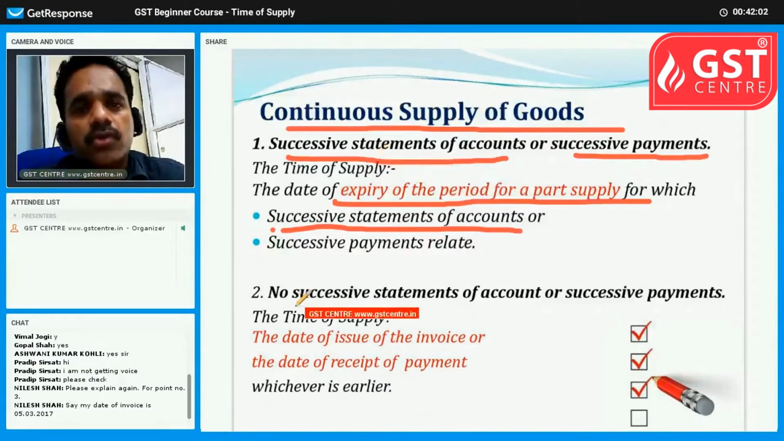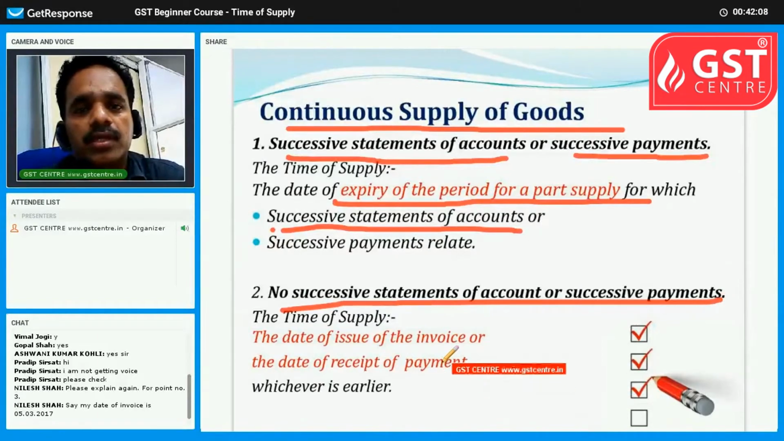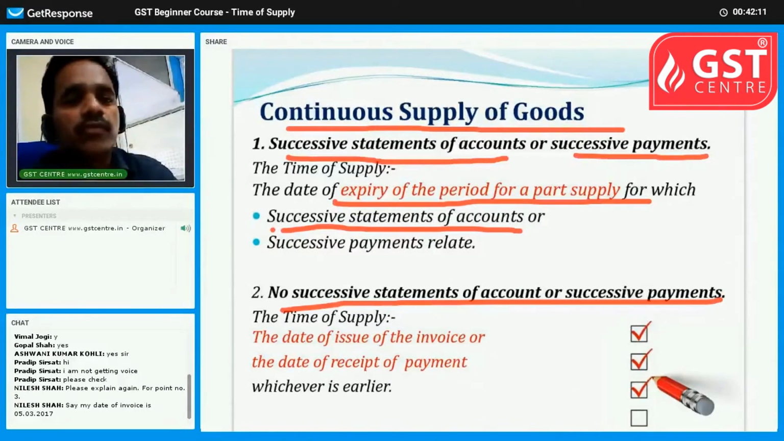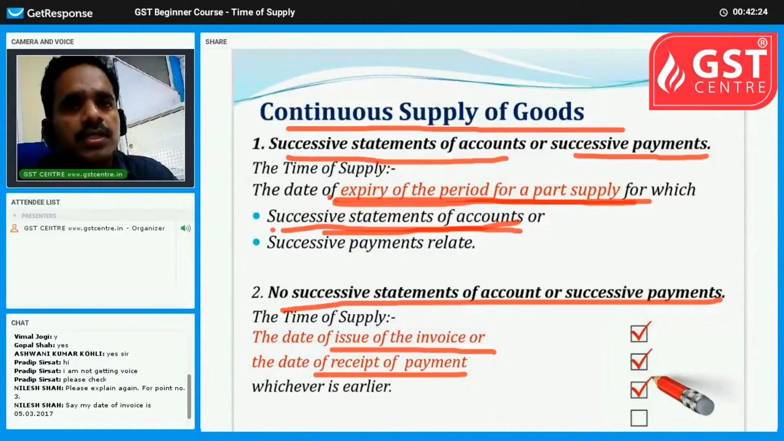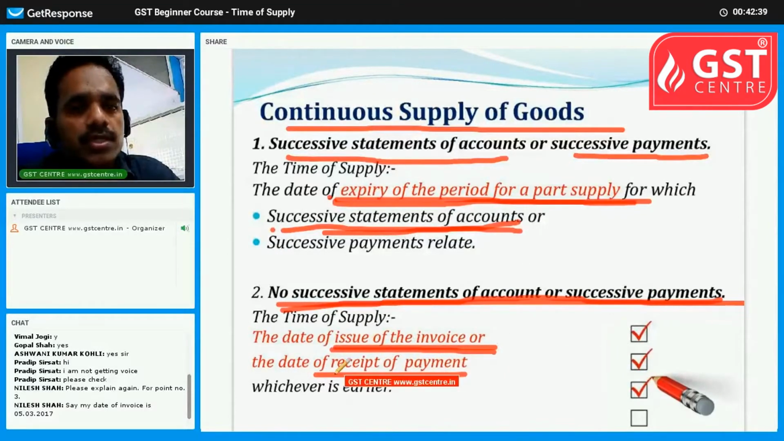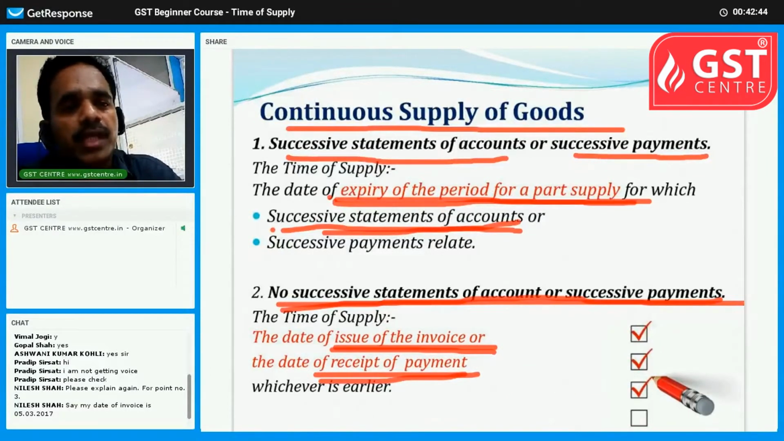And if there are no successive statements of accounts or successive payments, the time of supply will be the date of issue of the invoice or the date of receipt of payment. These two will be taken. The date of expiry of the period for a part supply is taken when the supplier has agreed for a part supply. But in this case, no successive statements or successive payments are involved. In that case, the date of issue of invoice or date of receipt of payment will be taken, whichever is earlier, as the time of supply. So this is the law.